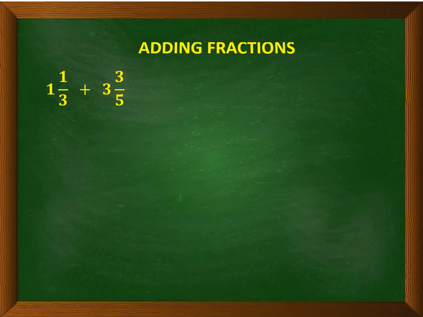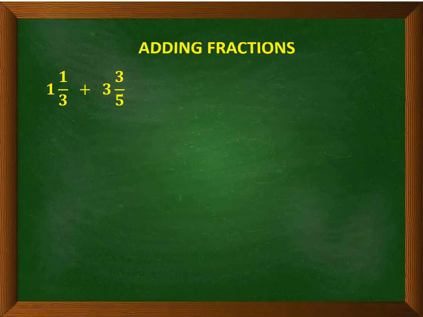Let's have our fourth example. We have 1 1/3 plus 3 3/5. What do you notice? Yes, that's right. We have two mixed numbers. Now I'm going to teach you two possible ways on how to solve this problem. And then it's up to you to decide whichever is easier for you to follow.